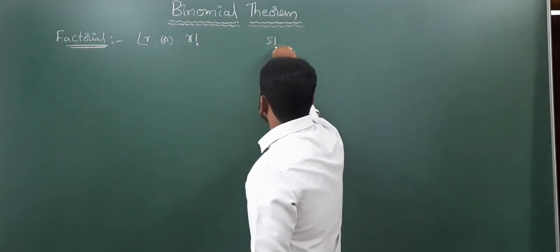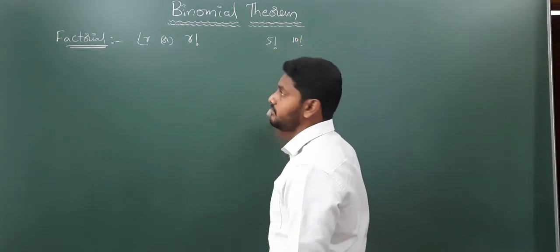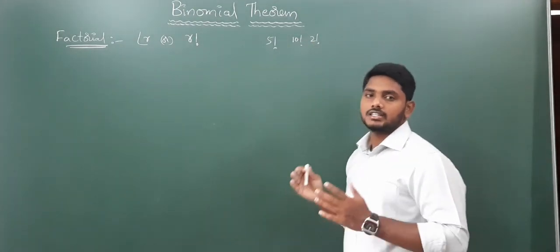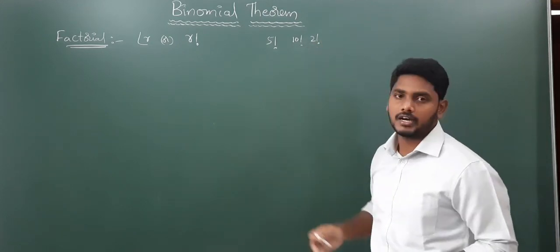If we write like this, we will consider it as 5 factorial. This is 10 factorial. This is 2 factorial. We will read it as 2 factorial, but we will write it as 2 with that exclamation mark.